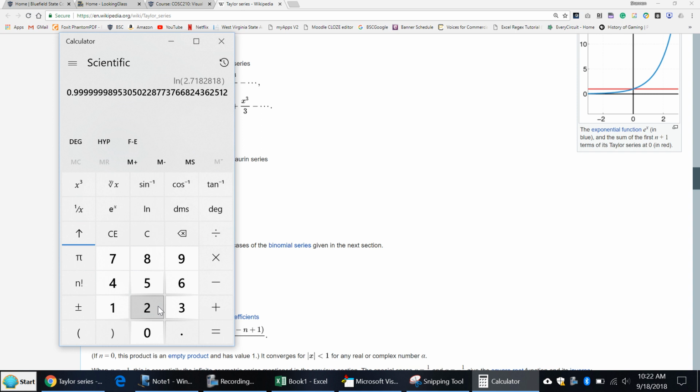If I take, say, the natural log of 20, what this tells me is I essentially have to take e and cube it, and I get 20. So that's what the natural log is doing, it's figuring out the reverse of this.